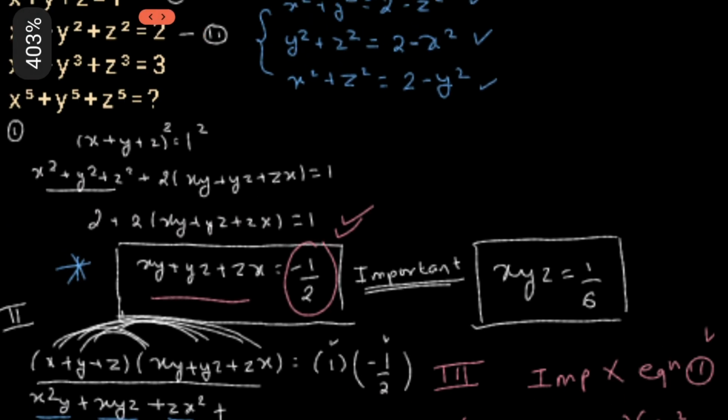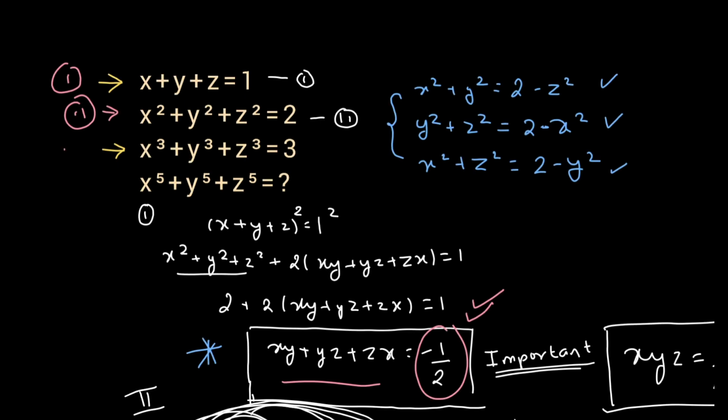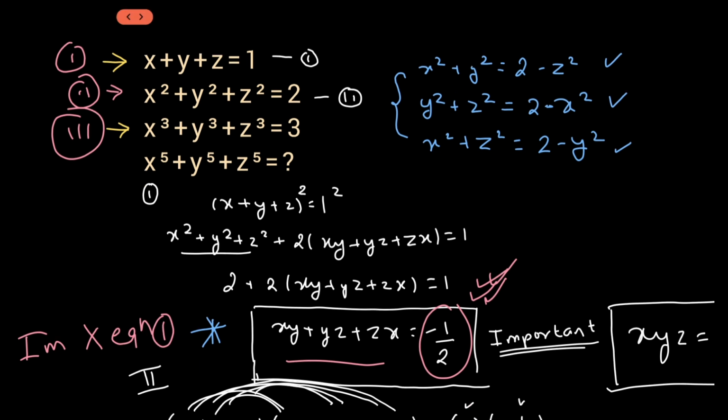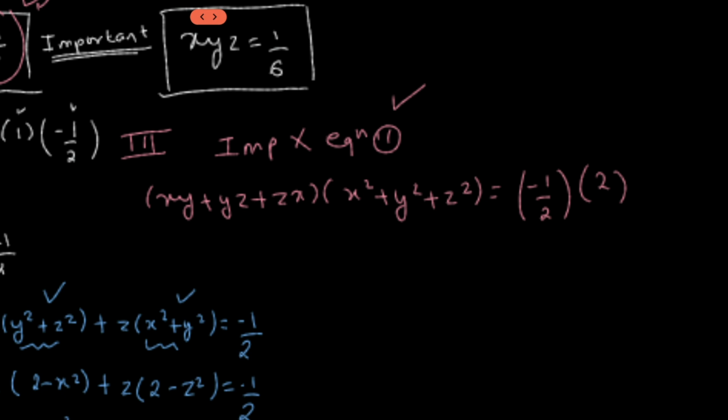Remember again that the three important equations are these three. This is the equation number 1, this is the equation number 2, and this one is the equation number 3, and this is the important equation. So in step 2, what we did is important equation multiplied with equation number 1. And now in our third step, we are multiplying the important equation with equation number 2. Okay. Now let us open the bracket in the left hand side.